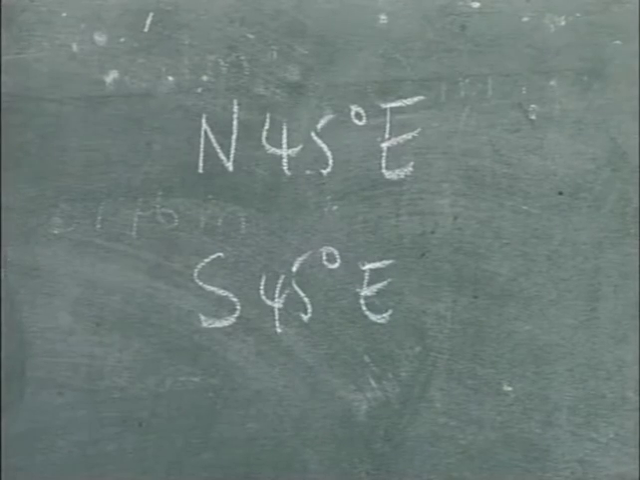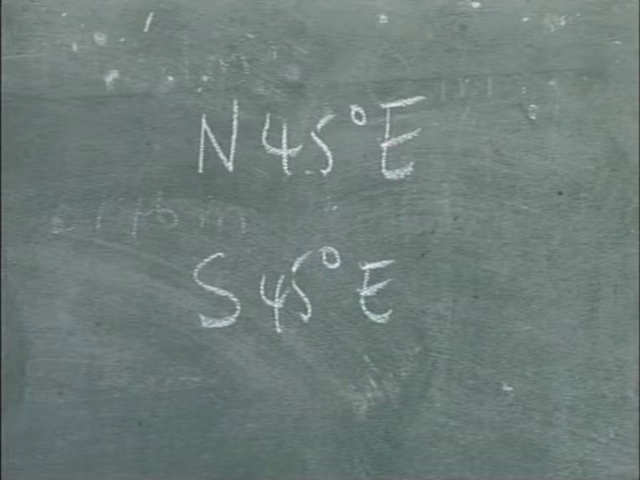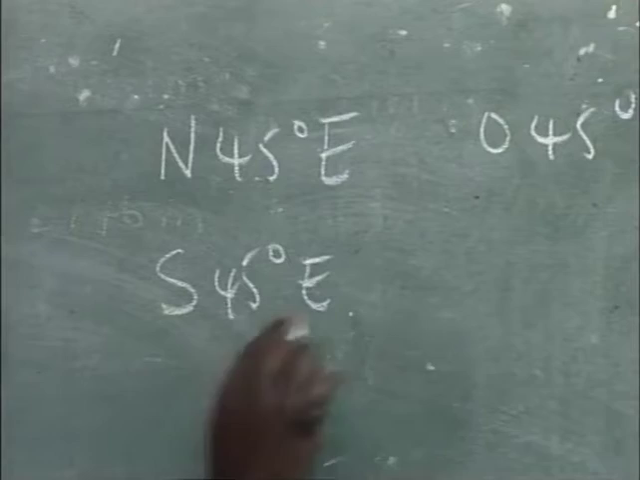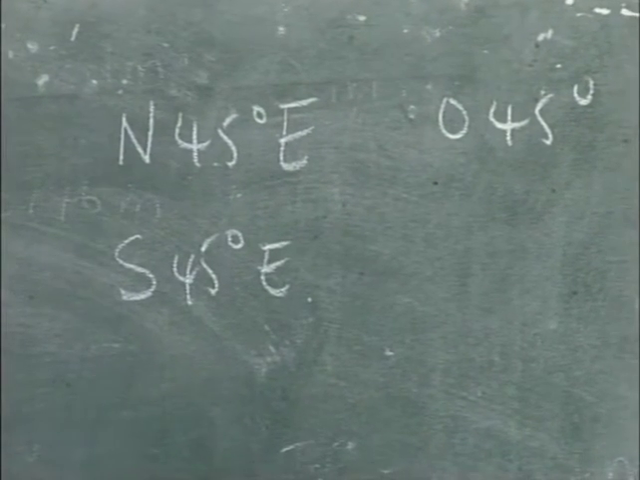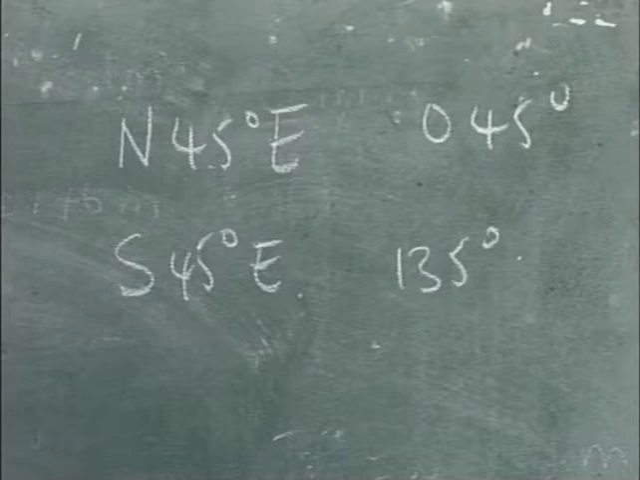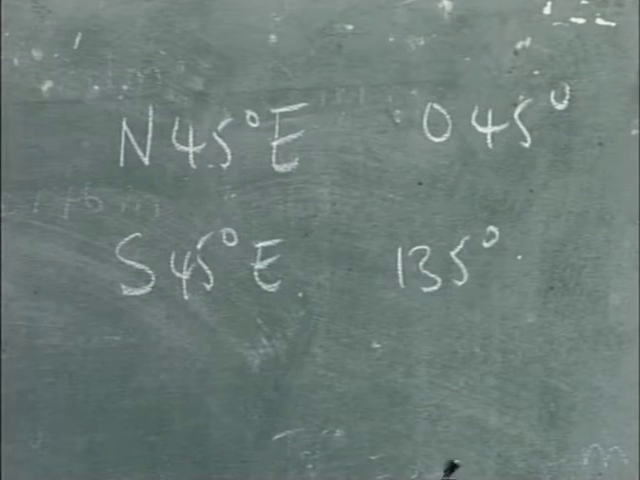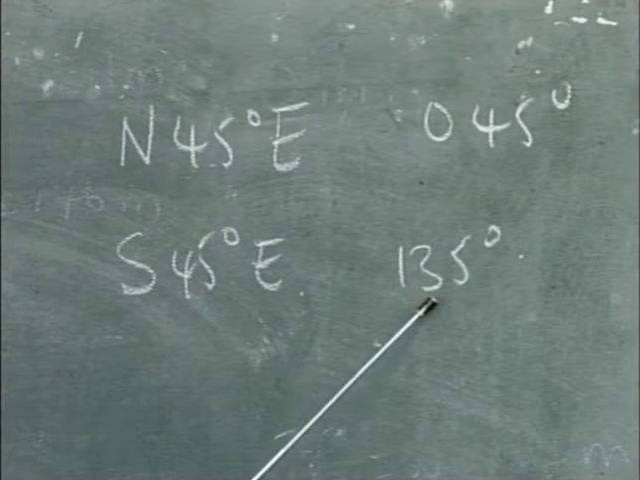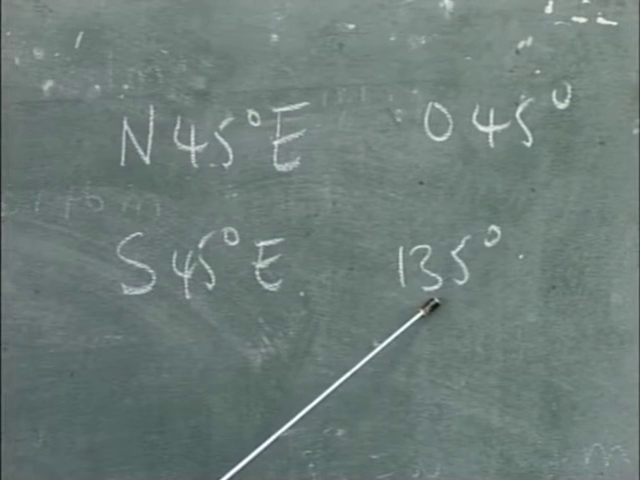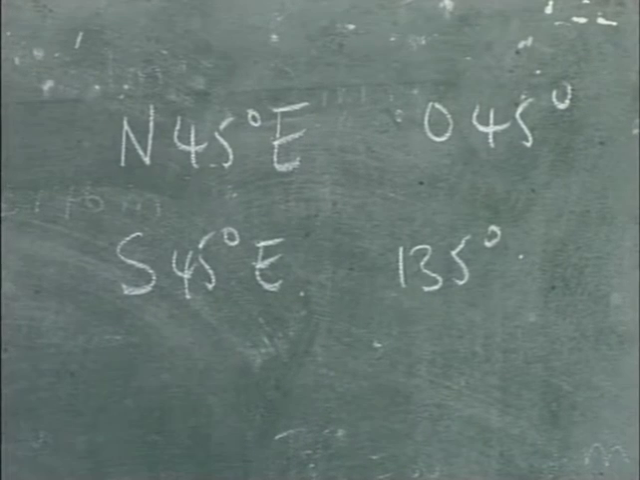In maths, we stick to a 3-digit number. So this one is 045 degrees. Southeast will be 135 degrees. So once I say that someone is on a bearing of 135 degrees from a point, then you know that that's south 45 degrees east.